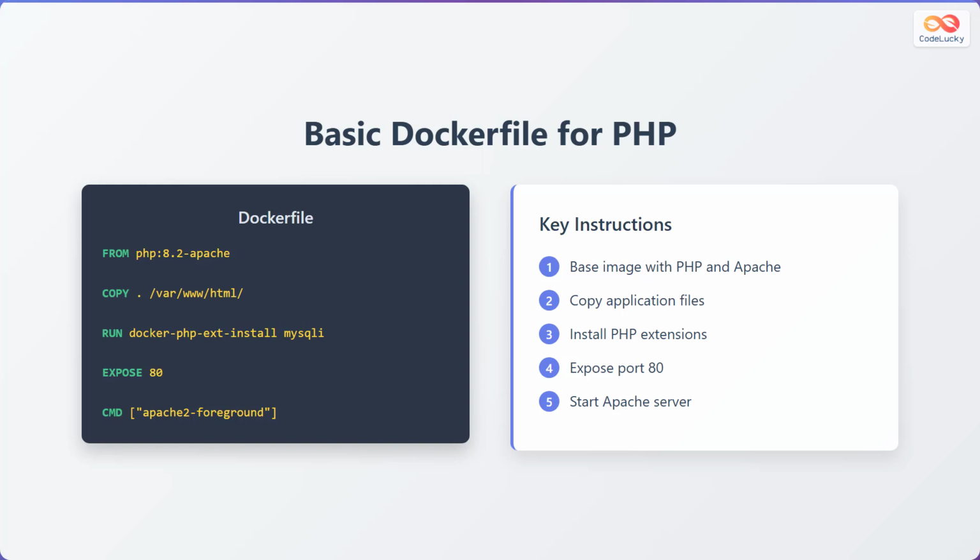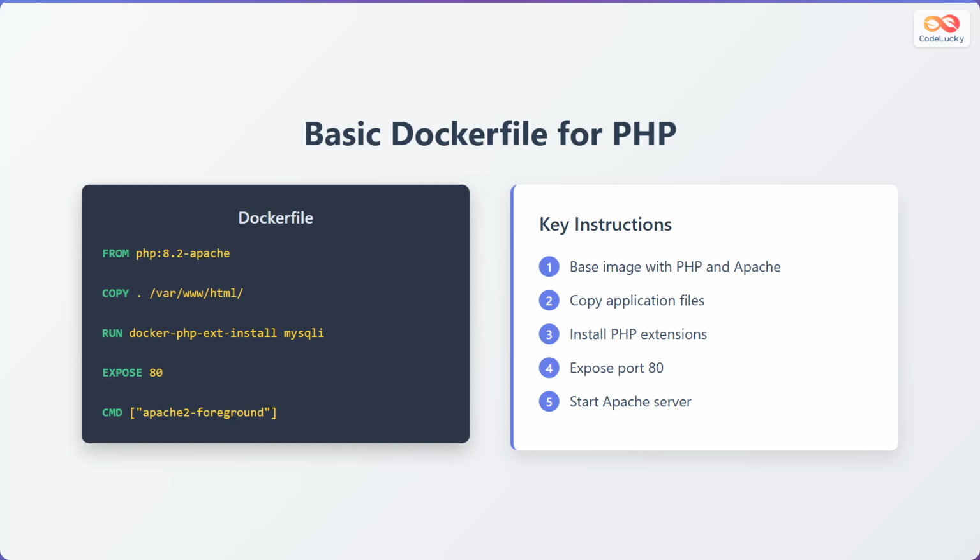Let's take a look at a basic Dockerfile for PHP. The first instruction is FROM, which specifies the base image to use. In this case, we're using PHP version 8.2 Apache, which includes PHP and the Apache web server. The second instruction is COPY, which copies the application files from the current directory to the /var/www/html directory inside the container.